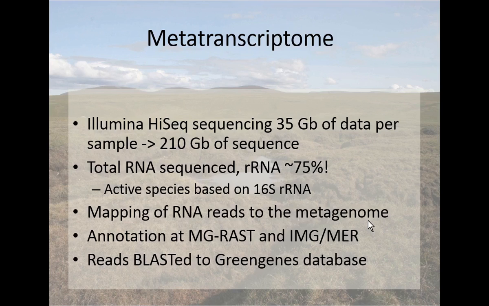The rRNA fraction was around 75%, so it was a lot, but not too much, because I got rather a nice amount of sequences. And because I sequenced the total RNA, I could also pull out the 16S reads from my samples and get an idea of the active species. I annotated my RNA reads with MG-RAST and IMG, and then I also mapped the reads back to the metagenomes. And the 16S reads I just blasted to the Greengenes database.